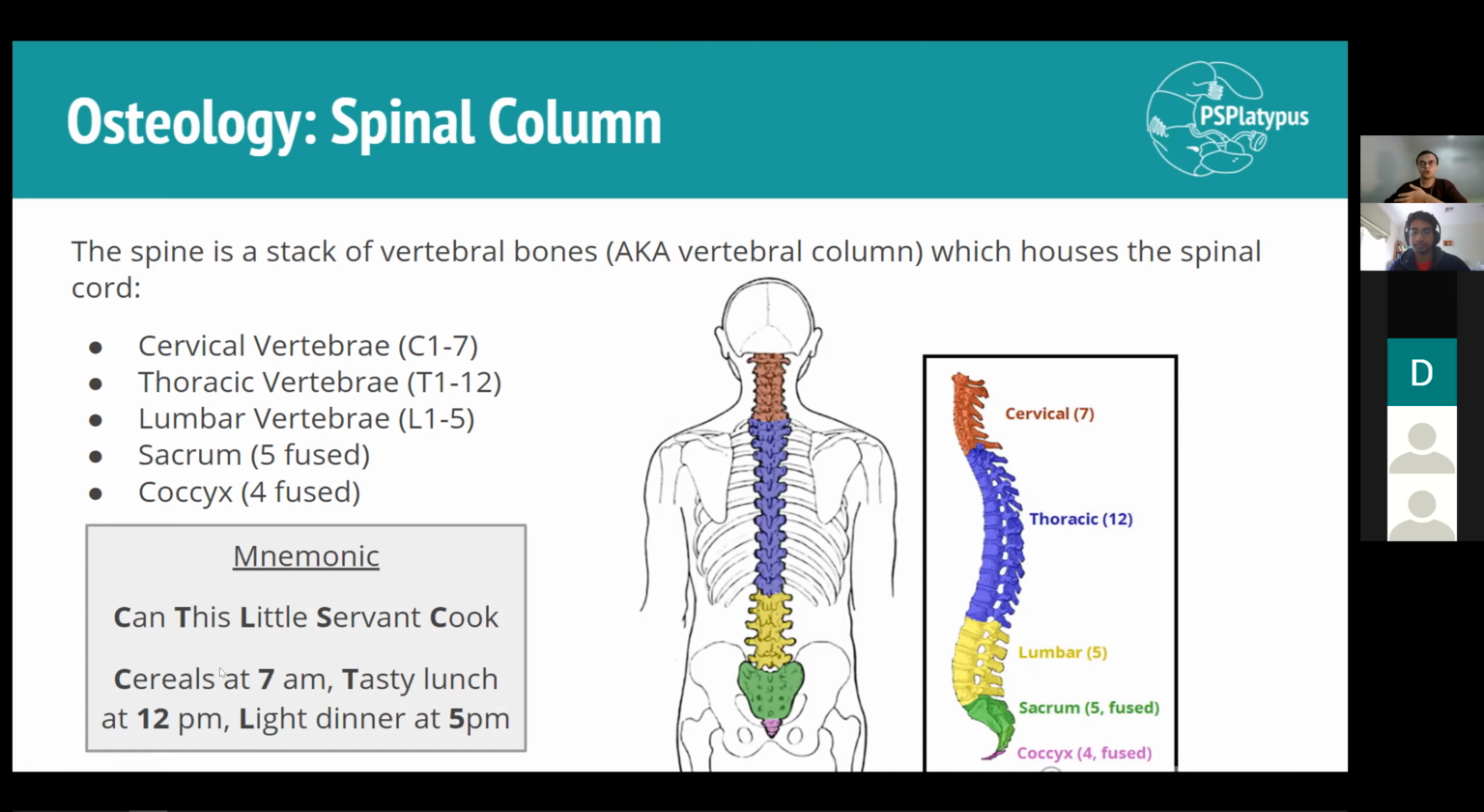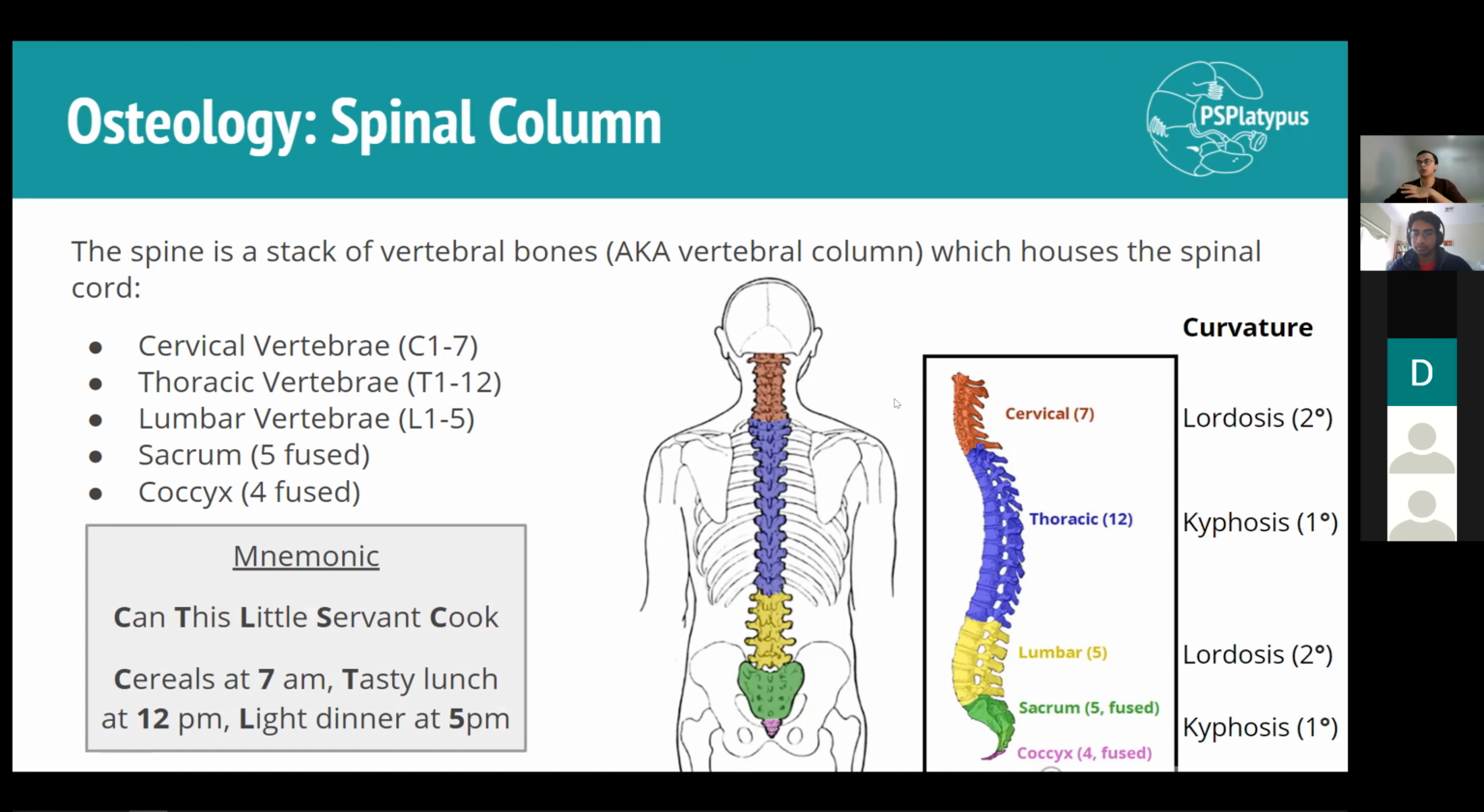So it's important to remember that there are 7 vertebrae for cervical, 12 for thoracic, 5 for lumbar, and then the sacrum and coccyx are actually not individual vertebrae. They're fused vertebrae. So you don't have to remember them as separate vertebrae. Just remember that they're one fused bone, and therefore we refer to them as the sacrum or the coccyx rather than sacral vertebrae.